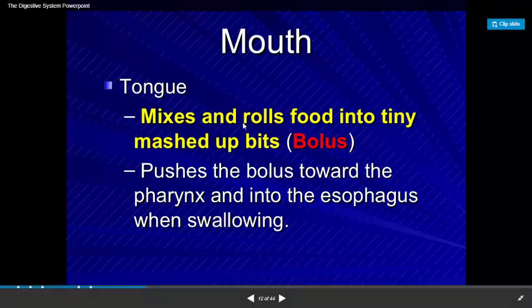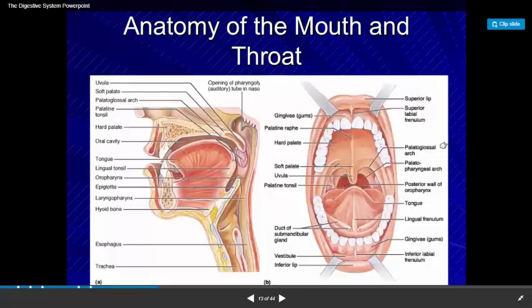What does the mouth do? Of course, it mixes and rolls the food. Okay, we call the ball of food that is formed after you chew the food a bolus, which is a soft ball. And then your mouth is responsible for pushing the bolus towards the pharynx and then into the esophagus while you're swallowing.